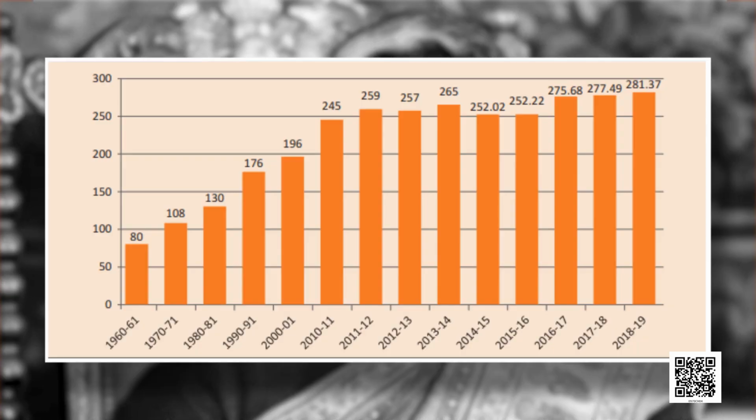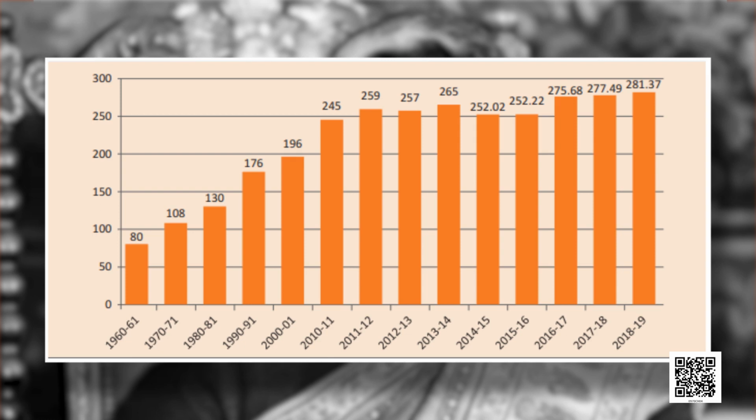The highest rate of growth was achieved in Uttar Pradesh and Madhya Pradesh, which was 44.01 and 30.21 million tons in 2015-16. The total food grain production was 252.22 million tons in 2015-16, and it has changed to 275.68 million tons in 2016-17.